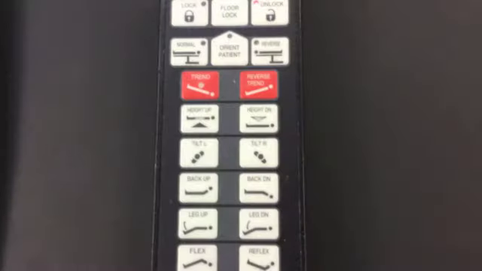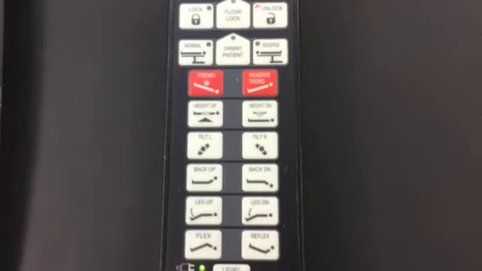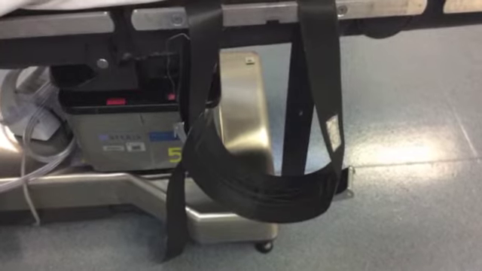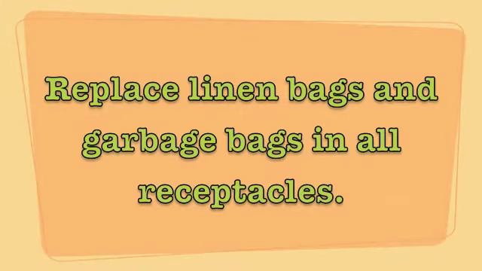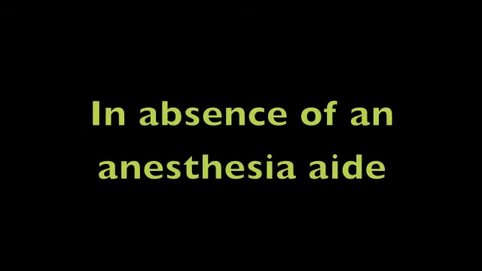When done making the bed, please make sure it is locked and in the correct position and that the safety strap has been replaced on the bed rails. Please replace all linen bags and garbage bags in all receptacles. Replace suction canister, suction tube, and suction tip. In the absence of an anesthesia aide, dispose of the ventilation circuit.